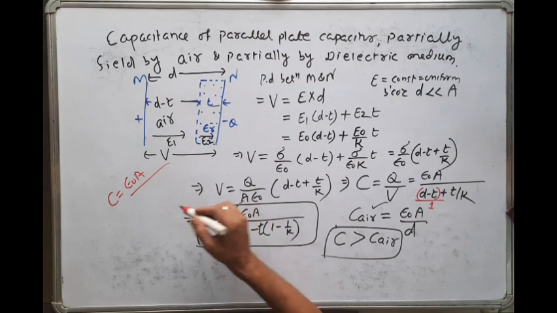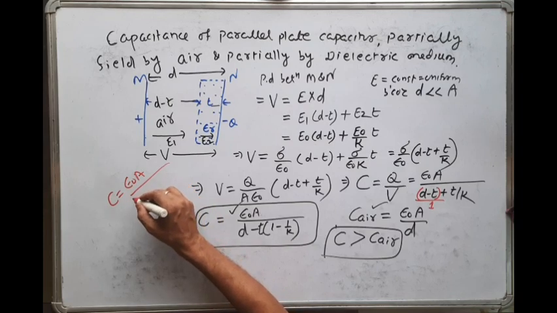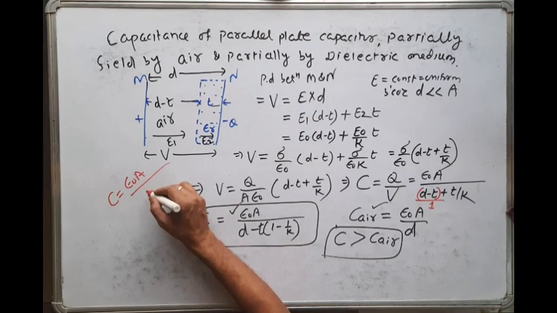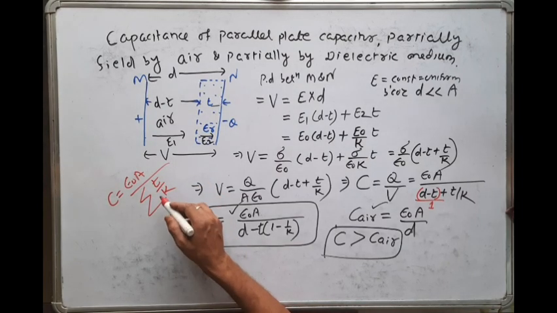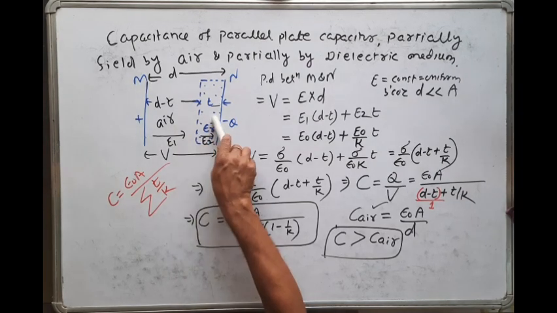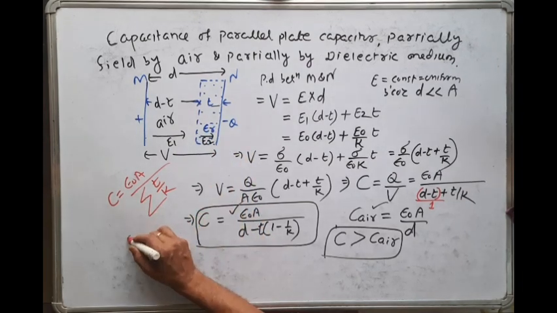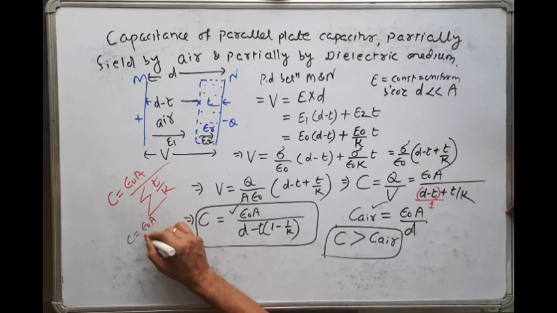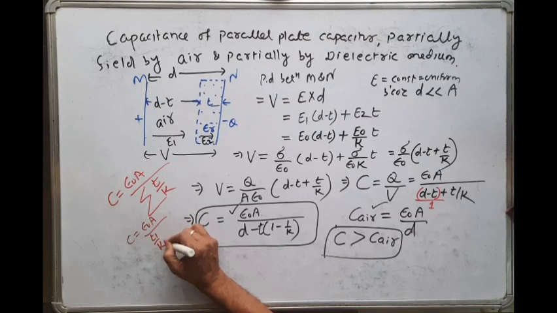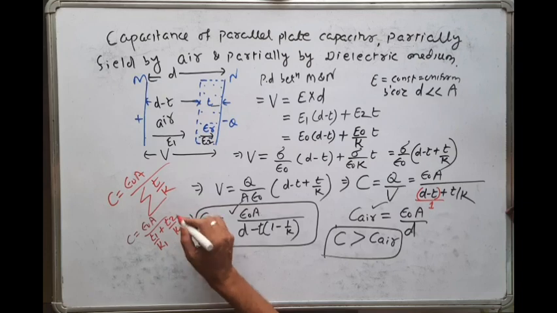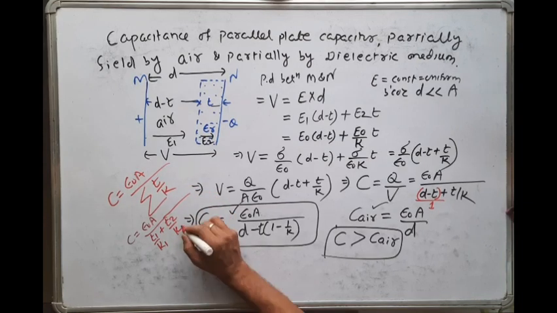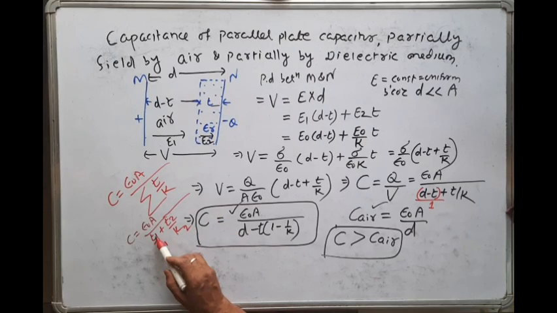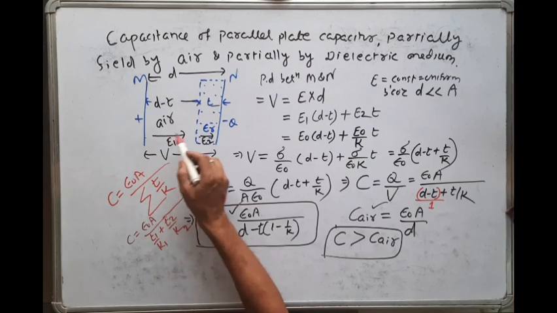K. So now I am writing one general formula: C is equal to epsilon naught A by the sum of T by K. That means if there are two media, you have to write capacitance is equal to epsilon naught A by T1 by K1 plus T2 by K2. If there are three media, you can write it plus T3 by K3. So what is T1? T1 is the thickness of one medium.